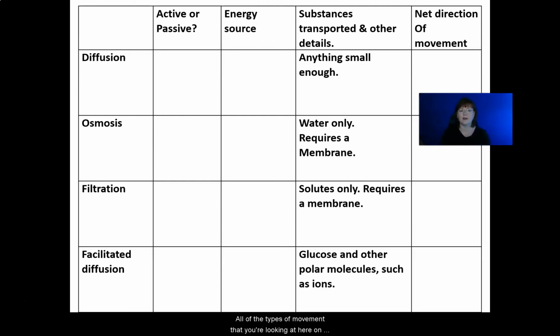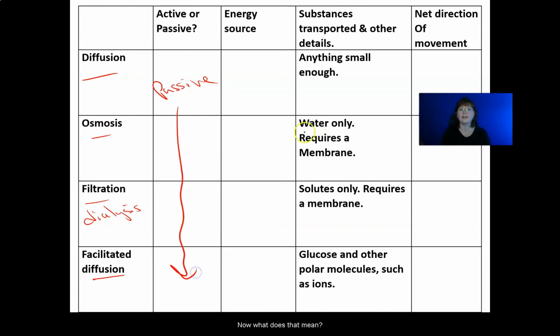All of the types of movement that you're looking at here on this screen are passive types of movement. Diffusion, osmosis, filtration, also known as dialysis, and facilitated diffusion are all passive types of movement. Now, what does that mean? If it's passive, then you're not exerting any energy, right? So when we're talking about passive types of movement of molecules, there is no energy source needed.